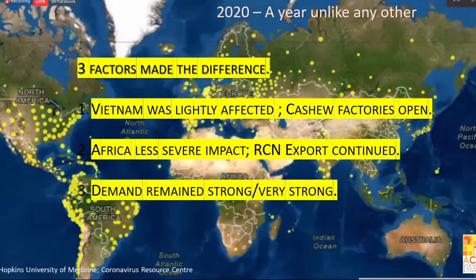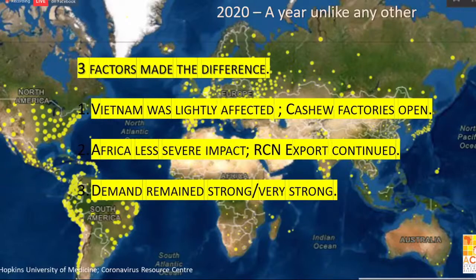And the third factor is, of course, demand. The fact that demand remains strong, indeed very strong. And those three factors essentially kept the cashew market rolling. And the question now is, how will that continue? How will demand continue? What will be the longer term impact of the pandemic?